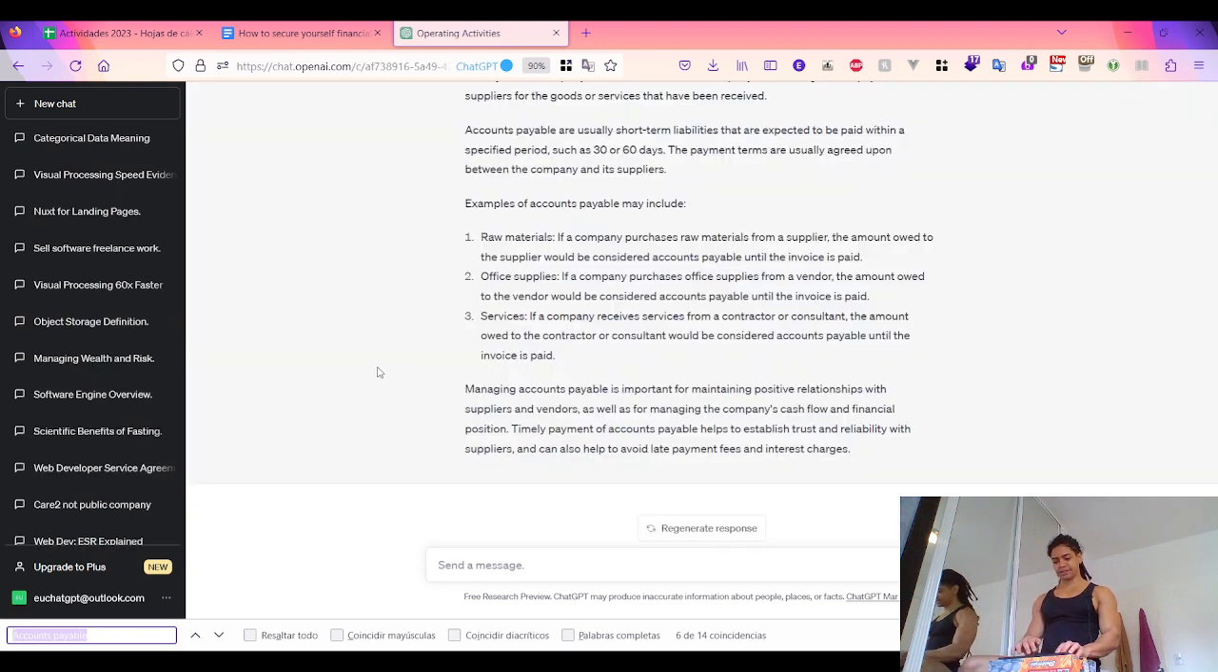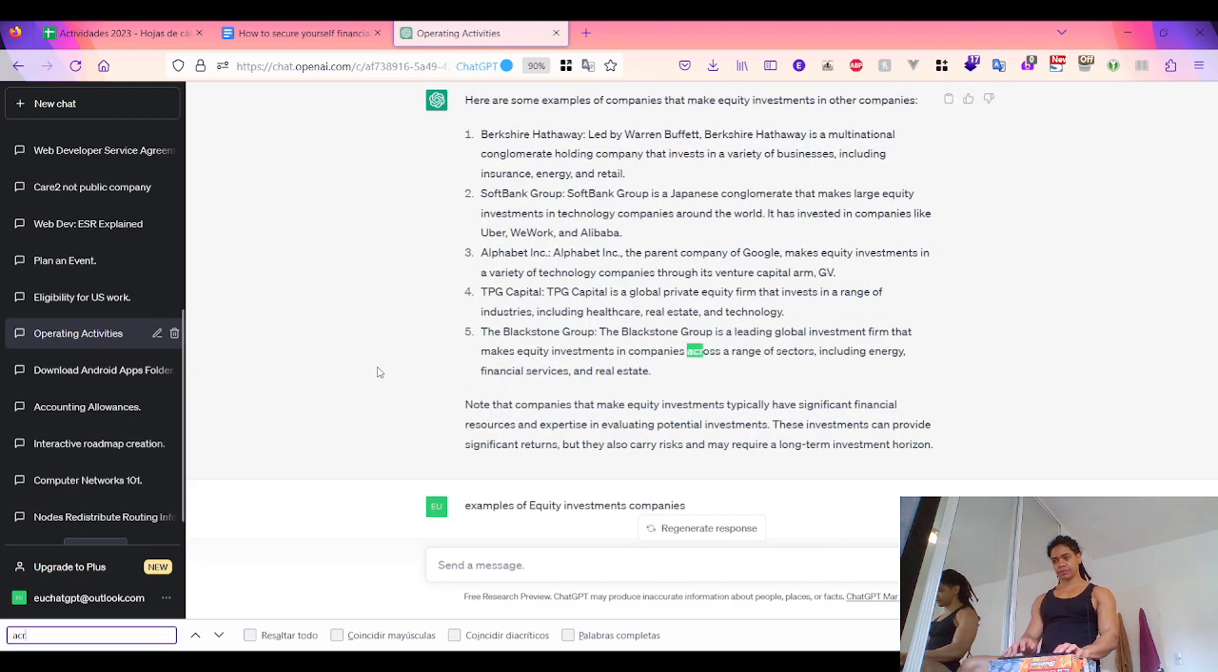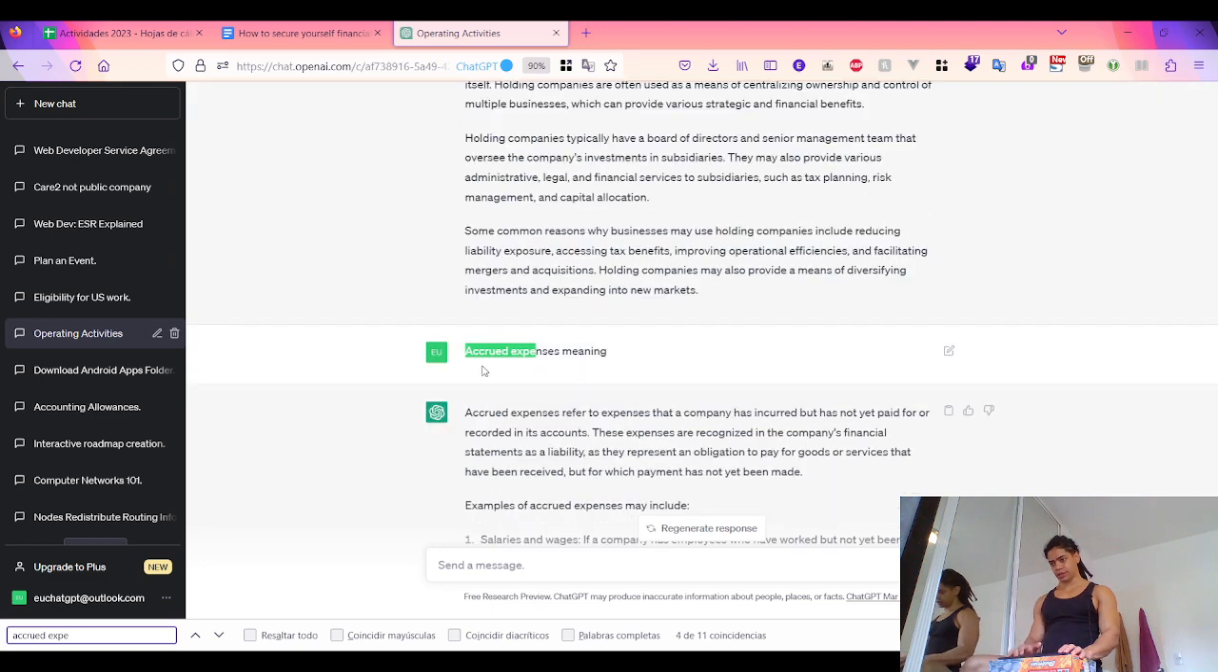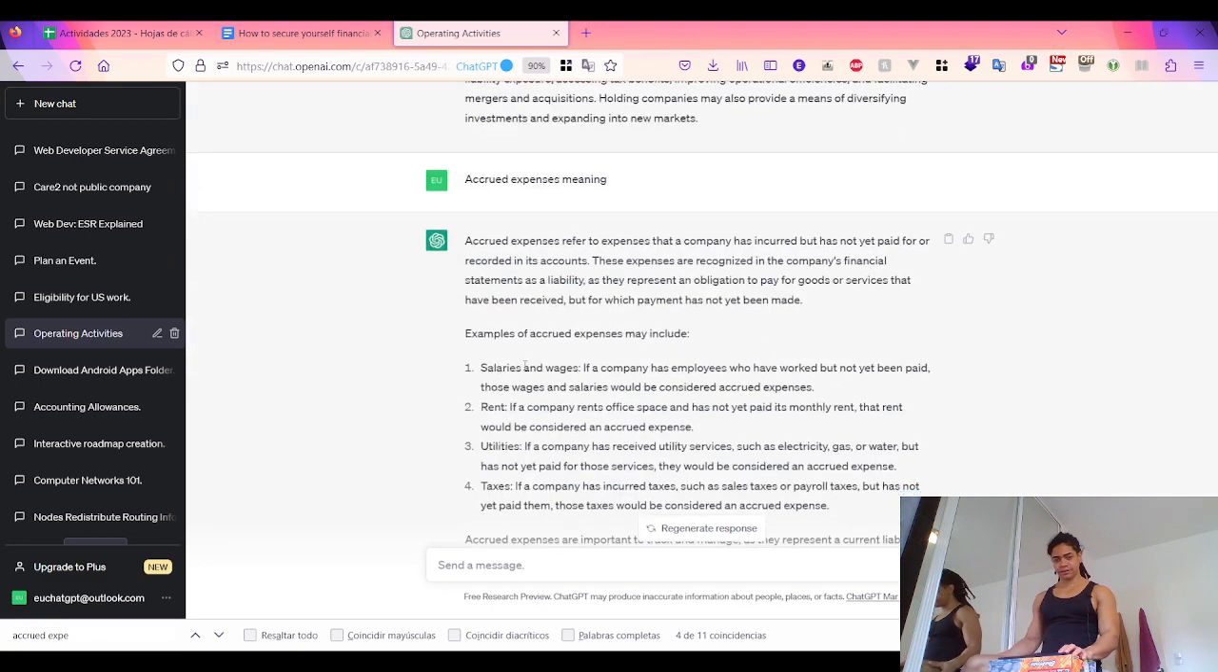is accrued expense. Okay, and accrued expense is expense that a company incurs for goods and services that have been received but not yet paid for. Okay, and here we have as well salaries and wages, rent, utilities, and taxes.